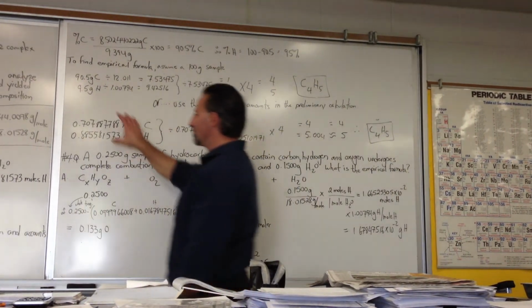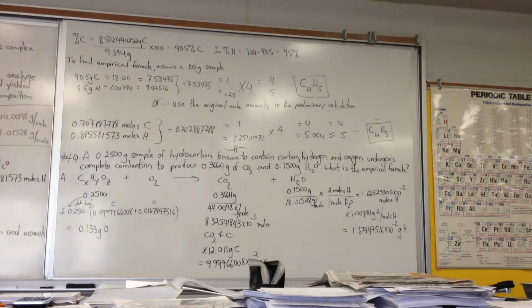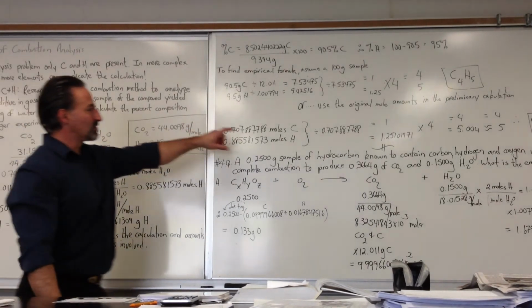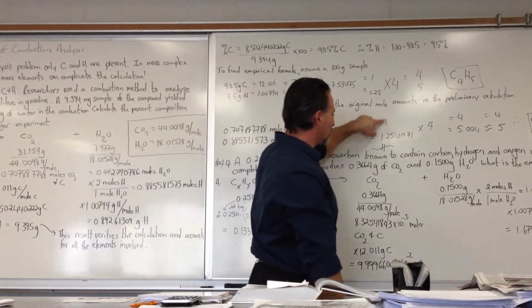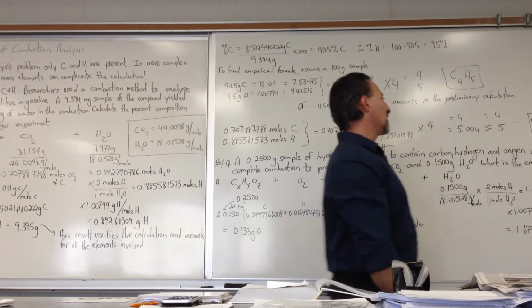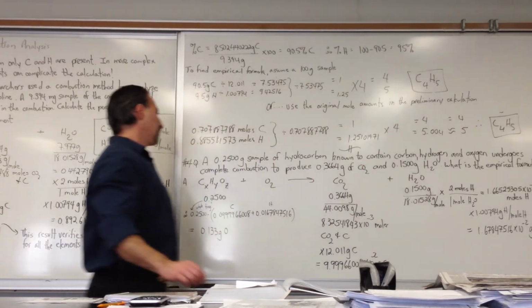Alternatively, we could have used the original amounts of moles calculated in the problem to establish the ratio, and it would have given us the same ratio, 1 to 1.25. We would multiply it again by 4, and we would get the same result for the final answer.